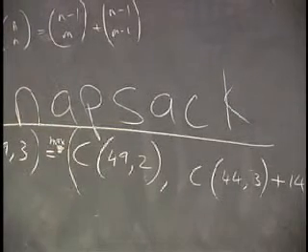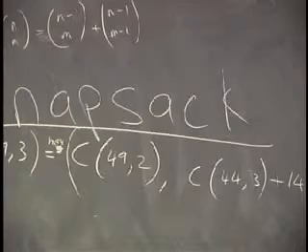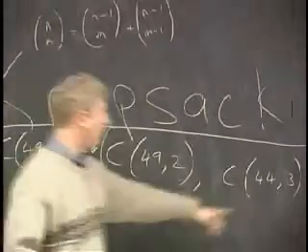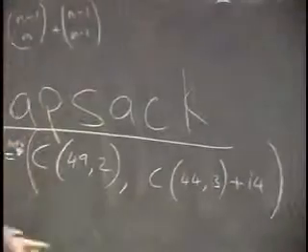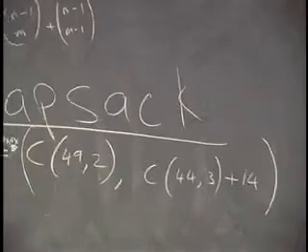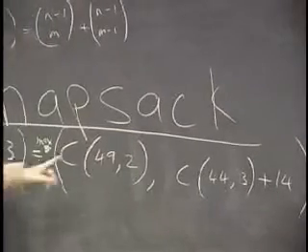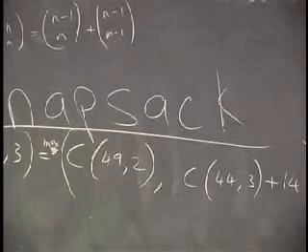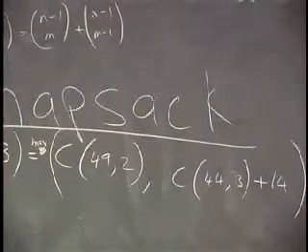There's only two ways to do it. Either you pick something from the third box or you don't. And if you pick something from the third box, then you get a value of 14, a knapsack of size 44, and you can keep picking from all three boxes. If you don't pick anything from the third box, then you've got a knapsack of size 49 still, and you've only got two boxes to choose from.